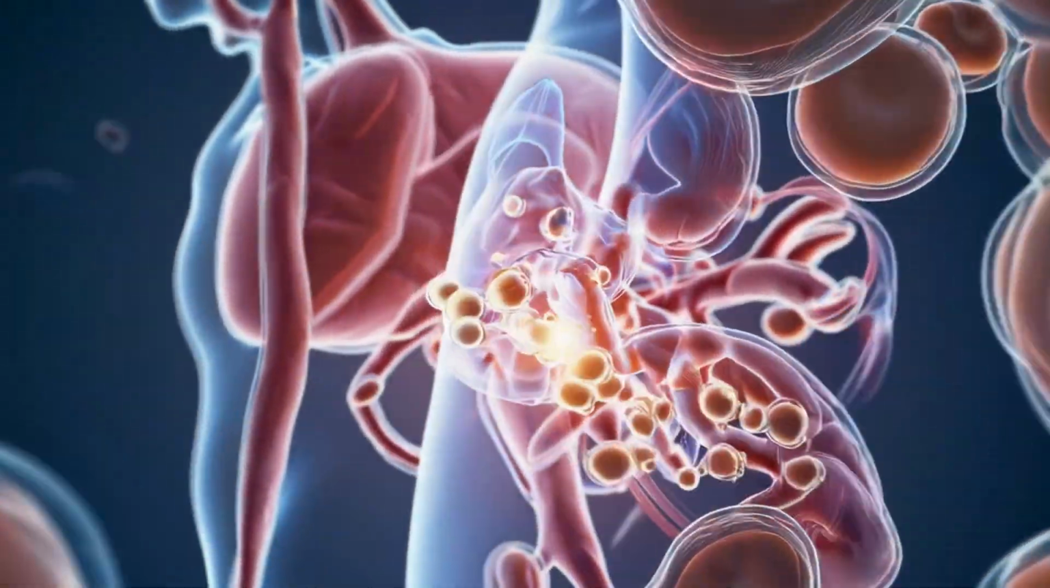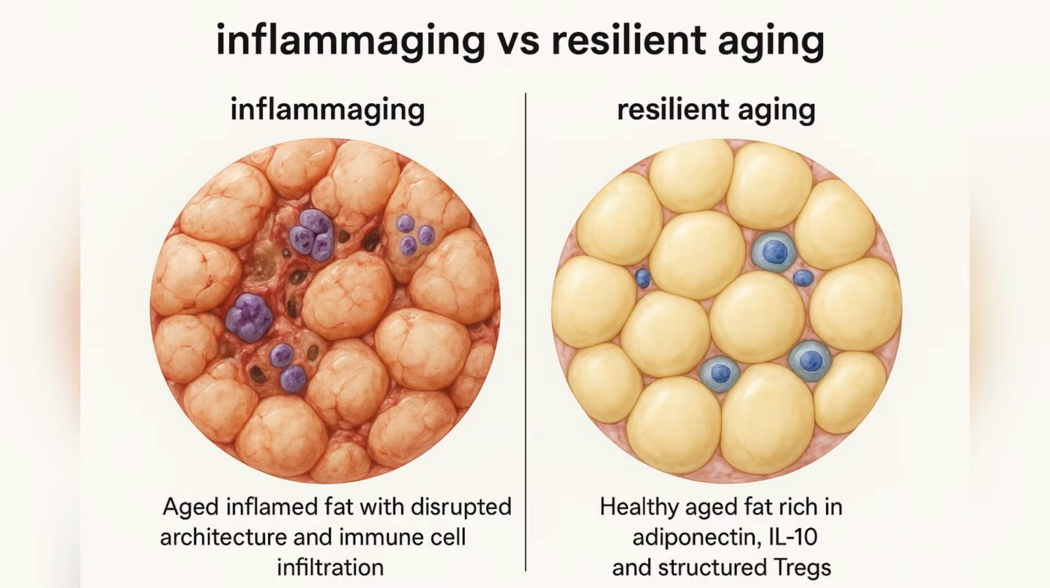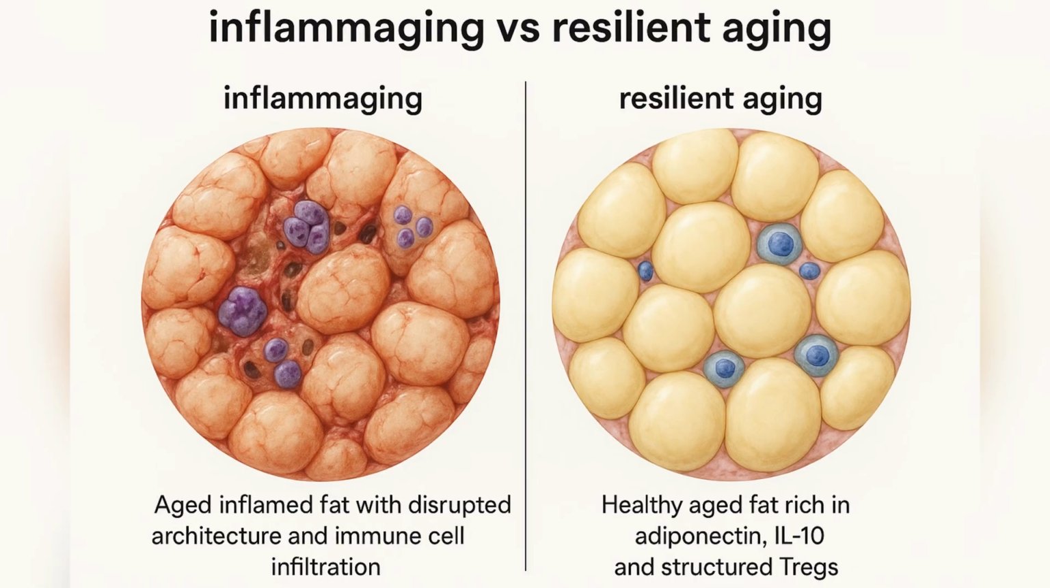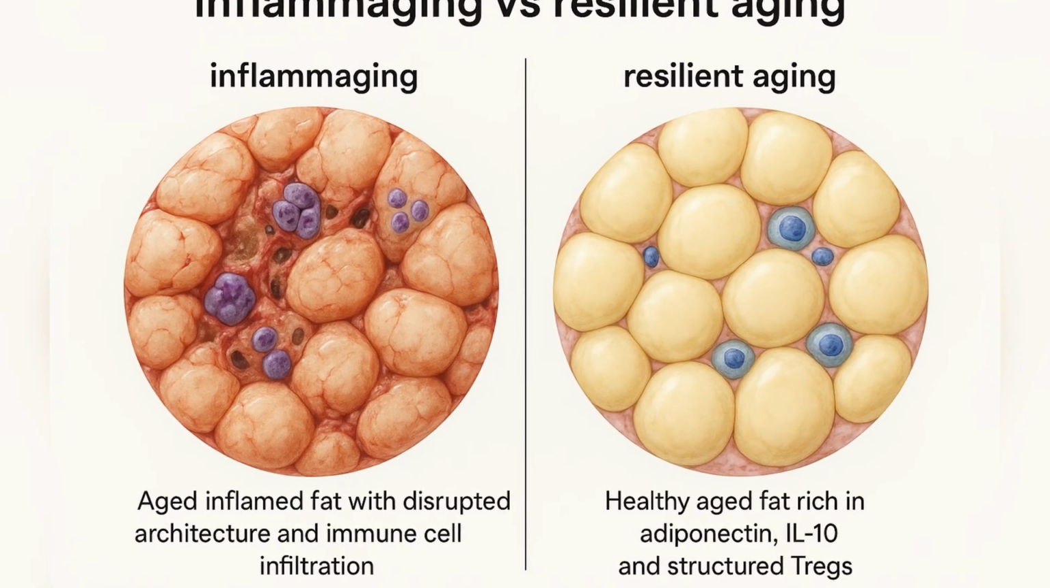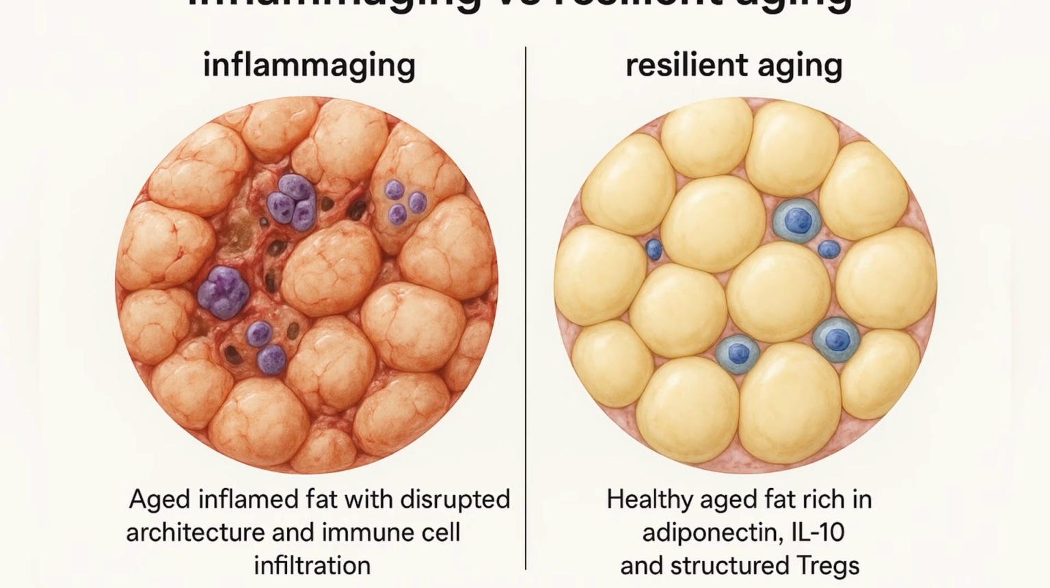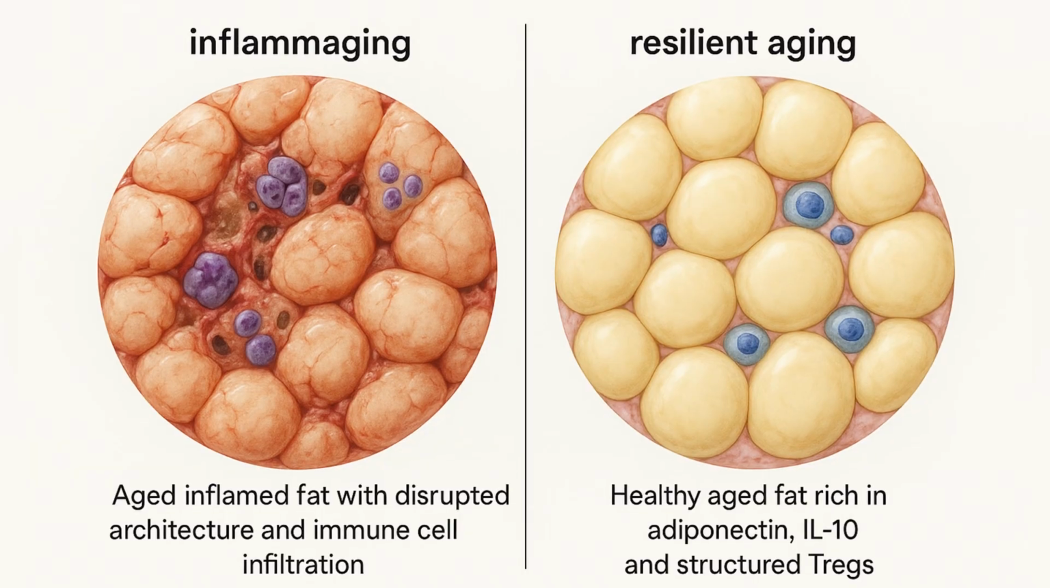By contrast, in dysfunctional adipose tissue, such as that seen in visceral obesity, production of adiponectin and IL-10 declines, while pro-inflammatory cytokines surge, tipping the balance toward a chronic inflammatory state that disrupts insulin action and damages metabolic tissues.